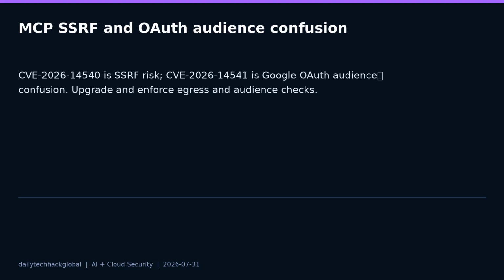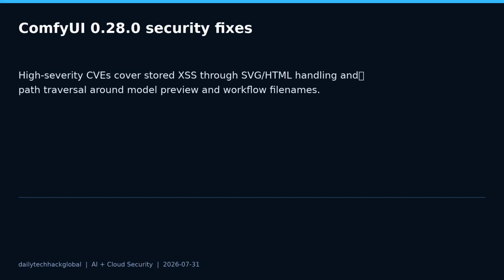The second cluster is ComfyUI, a popular node-based diffusion model GUI, API, and backend. NVD lists multiple high-severity issues fixed in ComfyUI 0.28.0. CVE-2026-56670 and CVE-2026-56672 involve serving uploaded or user-controlled SVG and HTML content in ways that can create stored cross-site scripting in the ComfyUI origin.